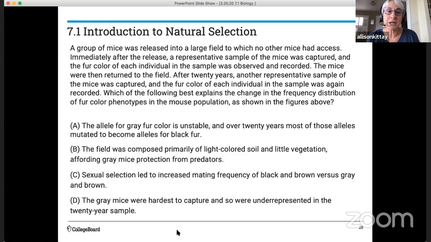So I'm going to read you the question. I'd like you to read it along with me, and then also take a look at the 4 answer choices. A group of mice was released into a large field to which no other mice had access. Immediately after the release, a representative sample of the mice was captured, and the fur color of each individual in the sample was observed and recorded. The mice were then returned to the field. After 20 years, another representative sample of the mice was captured, and the fur color of each individual in the sample was again recorded. Which of the following best explains the change in the frequency distribution of the fur color phenotypes in the mouse population, as shown in the figures above? So let's go back and take a look at those figures, and then you can come back and choose your answer.